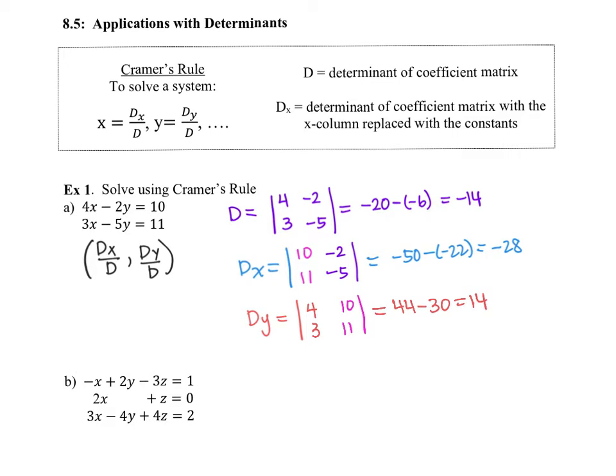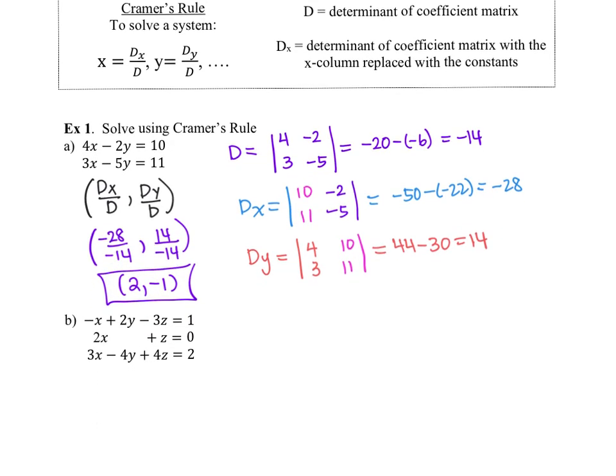Now, if I want to go back and actually calculate the answer, let's see, dx is negative 28, d is negative 14, comma, dy was 14 over negative 14. So the answer to the system would be 2, comma, negative 1. So it's just another method for solving the system rather than elimination, substitution, or reduced row echelon form.